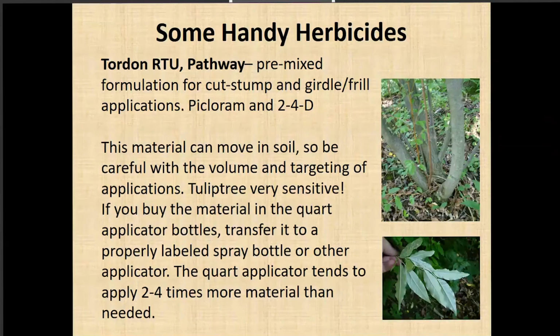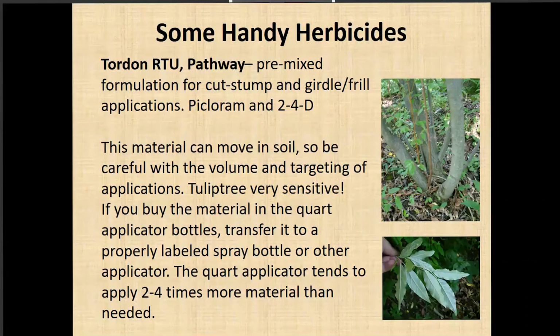A material that's been around for a long time, we find it on the farm store and garden center shelves every now and then, is Tordon RTU. You can also get the same type of material called Pathway, typically in larger containers, two or 2.5 gallon jugs. This is a pre-mixed, ready-to-use formulation for cut stump and girdling or frilling applications, and it's very effective. It does a really good job of controlling a large range of species. It's a combination of the herbicides picloram and 2,4-D.